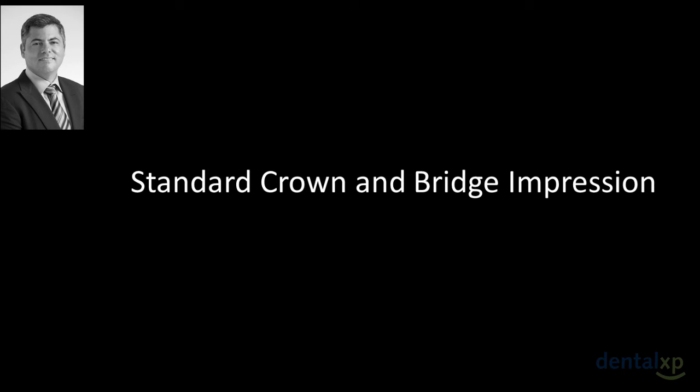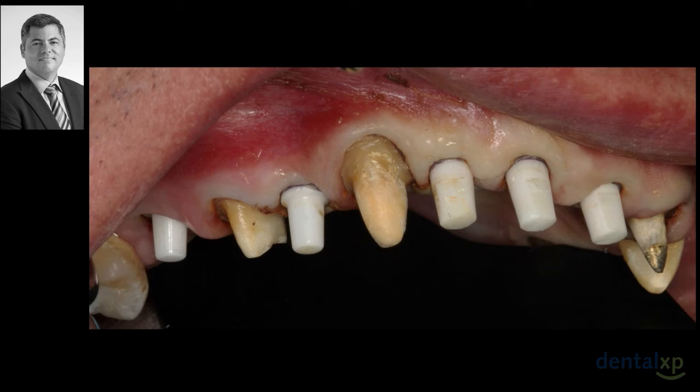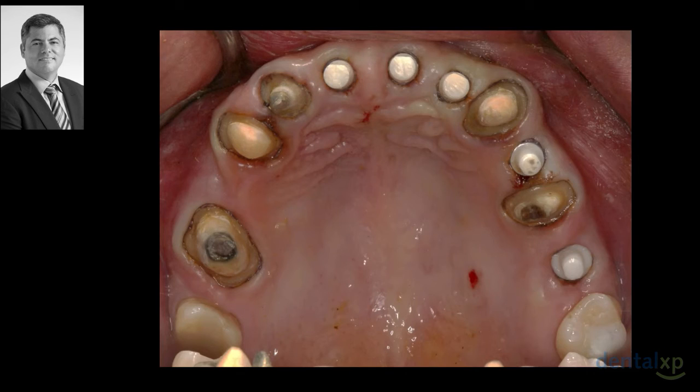What we're going to do next is a standard crown and bridge impression. We're going to get our cord and our hemostat. It's 00 cord, the thinnest cord that we have, and we're going to pack it double, and we're going to take an impression. That impression is going to go to the lab.